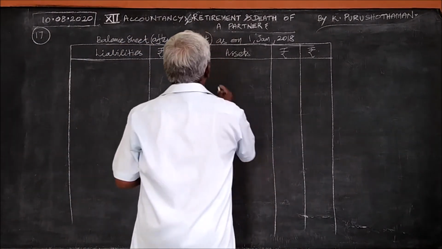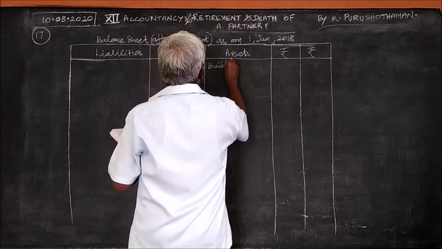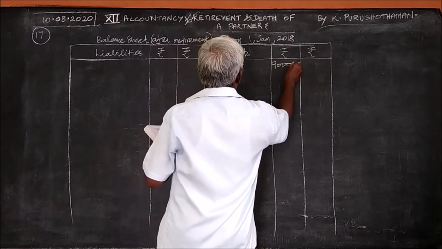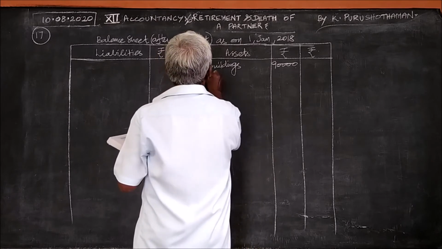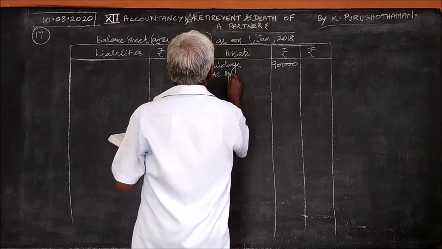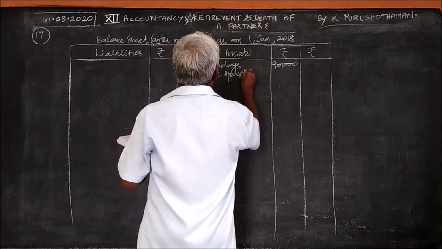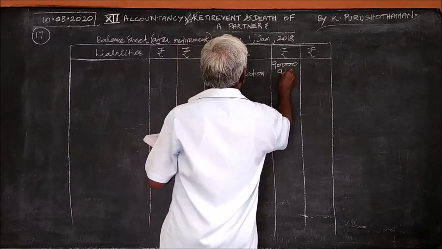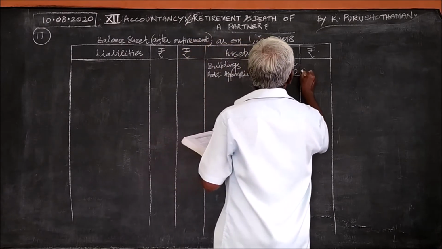One, buildings. Buildings 90,000. Add appreciation. If there is appreciation, increase, add. Decrease, less in the asset. Add appreciation 9,000, so 99,000.